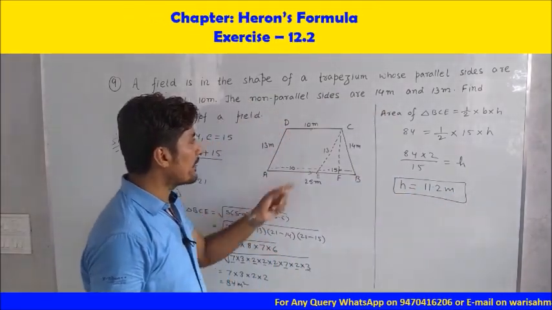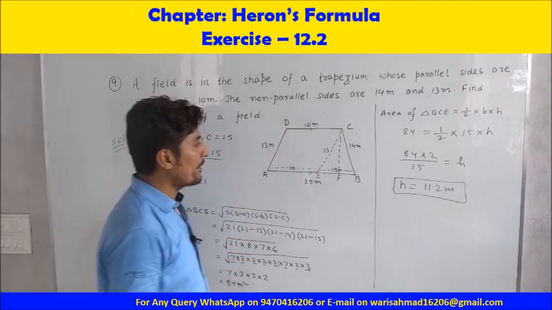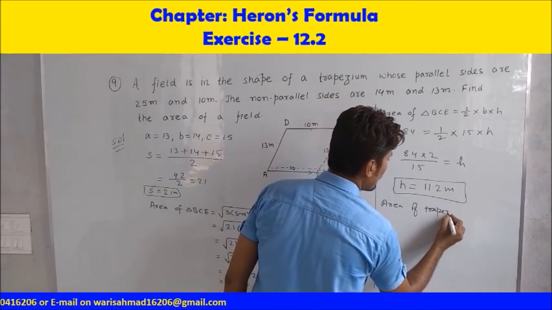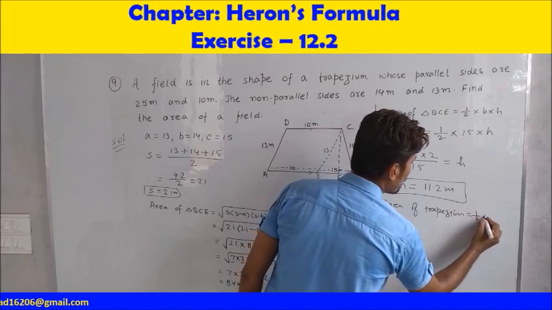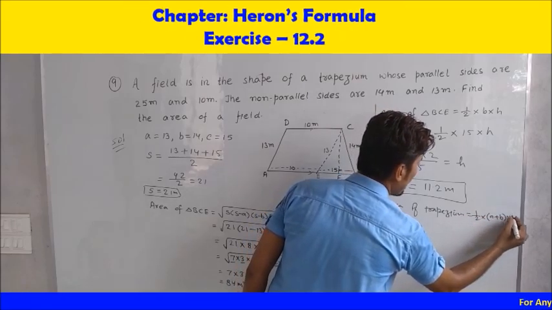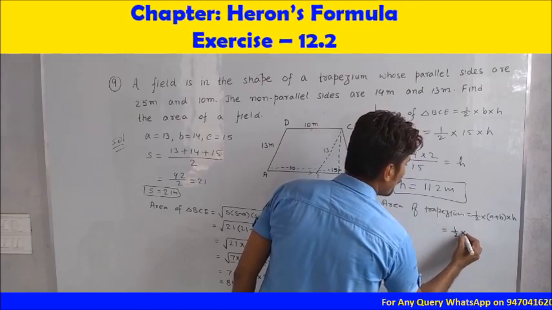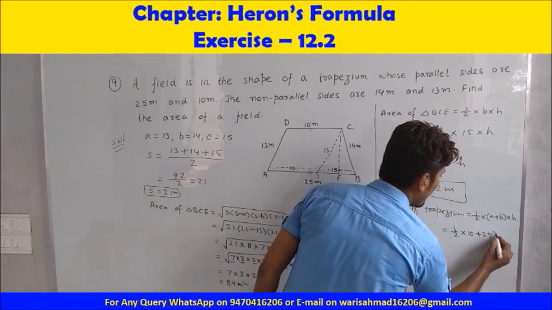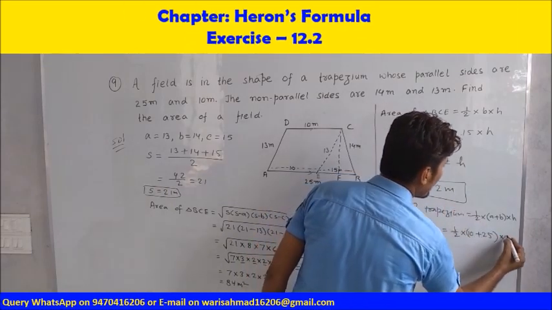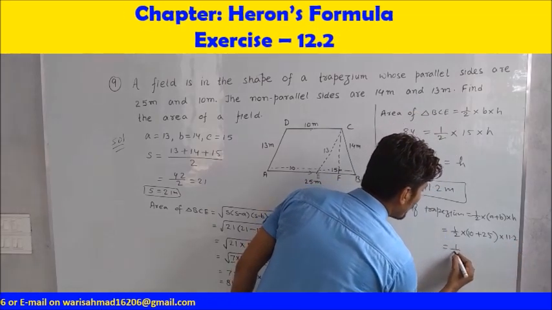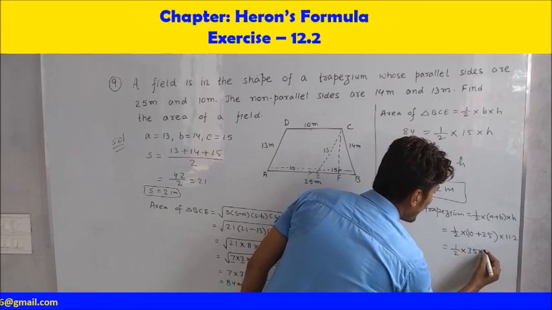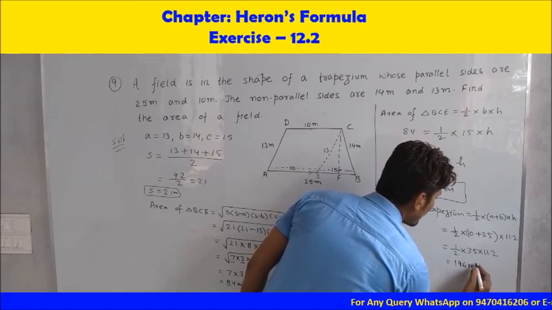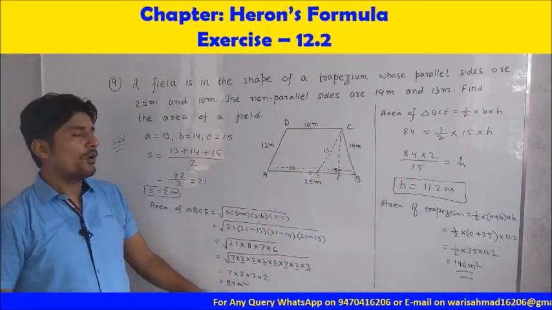After getting the height, meaning the distance between the parallel sides, now we can find the area of the trapezium. Area of trapezium will be equal to 1 upon 2 into sum of parallel sides multiplied by the distance between them. 1 upon 2 will be as it is. A plus B means 10 plus 25 we can write here, multiplied by the distance between them, which is 11.2. So 1 upon 2 multiplied by 35 multiplied by 11.2. After solving this, we will get 196 meter square. So this is the final solution of this question.